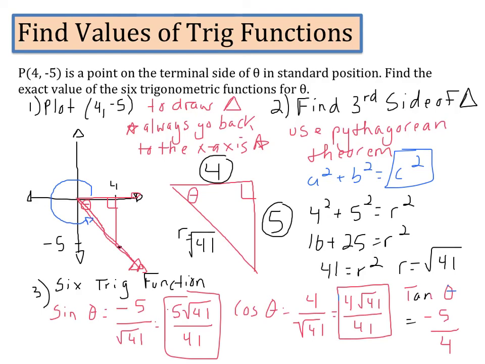Now the reason we have to remember that these are negative is because this original 5 here was negative. So this 5 here is technically negative 5, and this 5 here is negative 5. So those are the first 3 trig functions, and we know to find the other 3, we just flip all of these values.